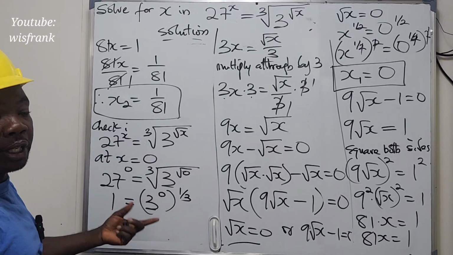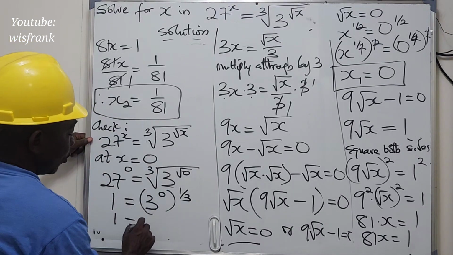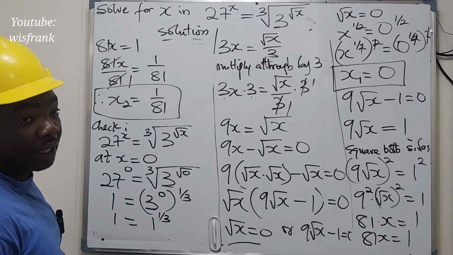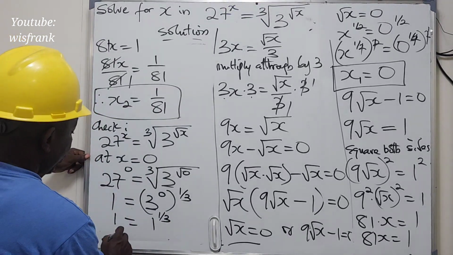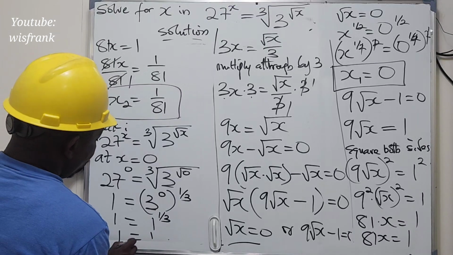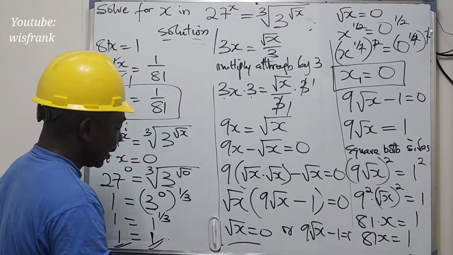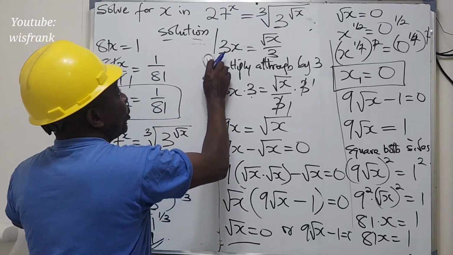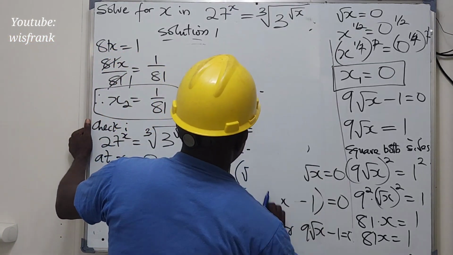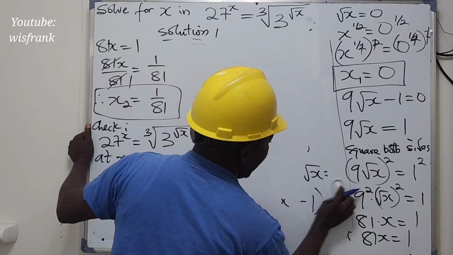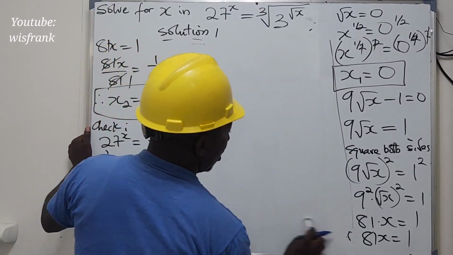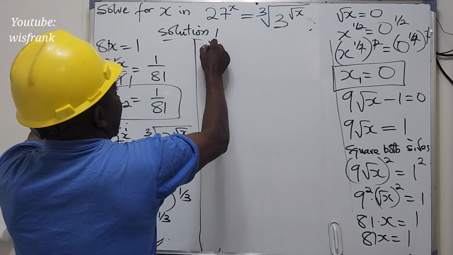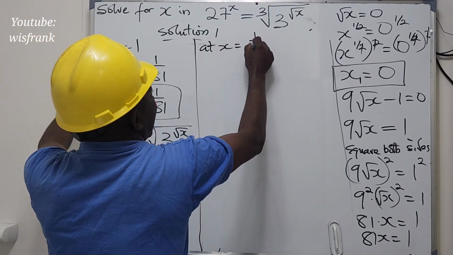Anything raised to the power of 0 we say is 1. So this is 1 equals 1 to the power of 1 all over 3. 1 to the power of 1 all over 3 is the same thing as 1. So this will become 1 equals 1. So what we have on the left hand side is what we have on the right hand side. Therefore, x equals 0 satisfies this equation. So we are going to look at the second case that we have, that our x equals 1 all over 81. So here we say at x equals 1 all over 81.